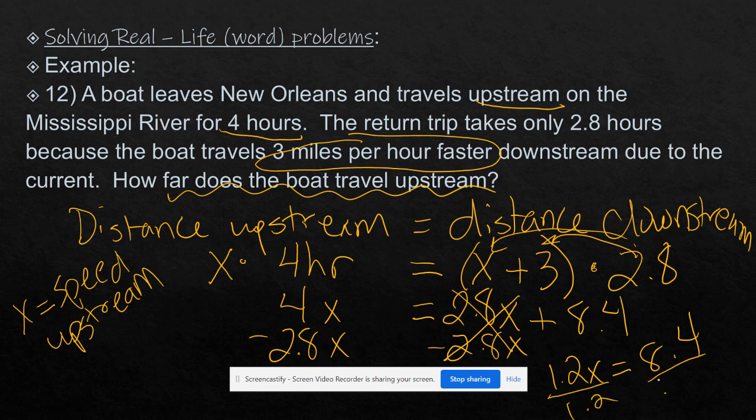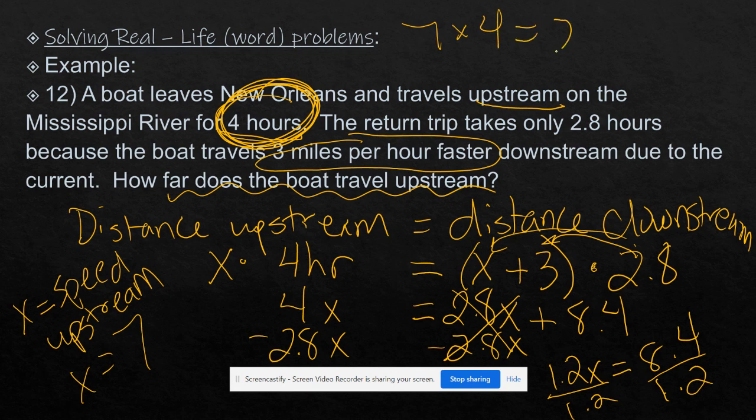Divide by 1.2 on both sides. And we get x is equal to 7. So the upstream speed is 7 miles an hour. So if it's 7 miles an hour and it took 4 hours to get there, then 7 times 4 makes that distance 28 miles upstream and downstream.